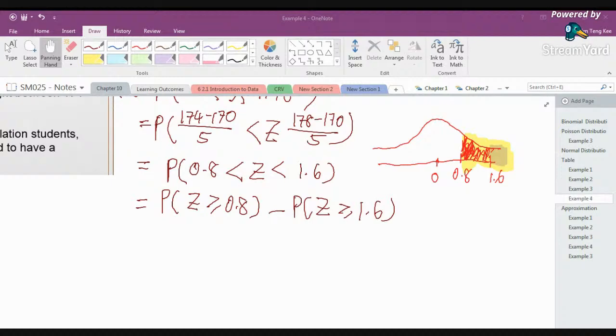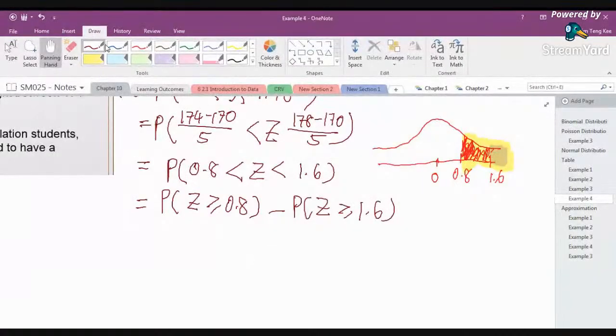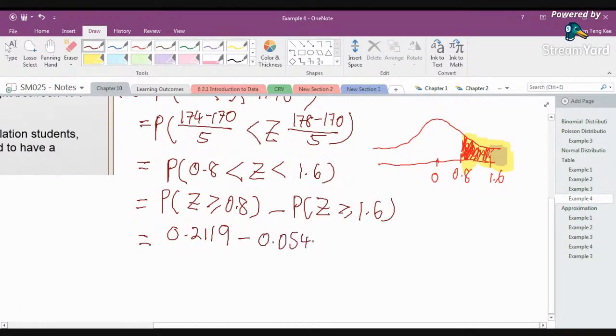Therefore now, as a result, from the statistical table, greater than 0.8, I get the answer as 0.2119. Greater equals to 1.6, I get 0.0548. And as a result, we minus, and get 0.157 as the answer. So there goes the solution for part A.